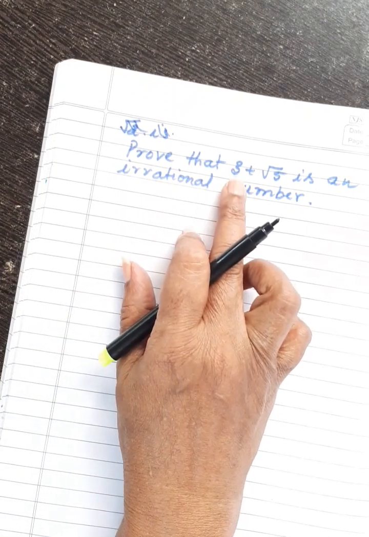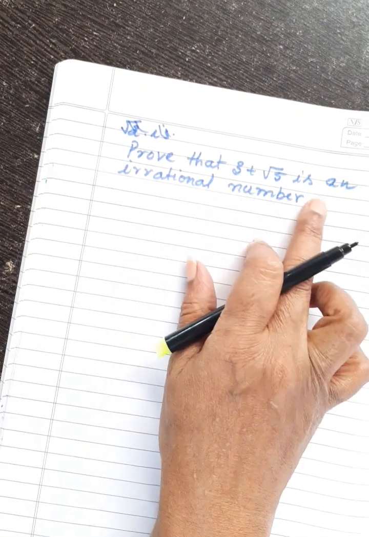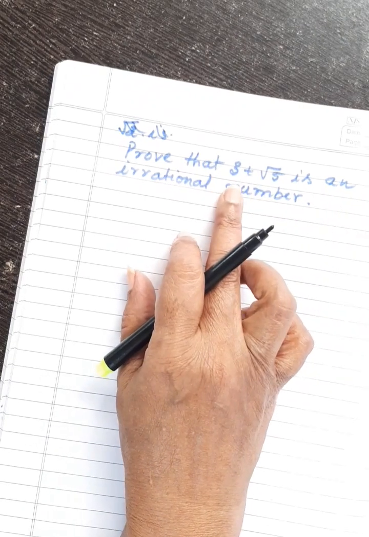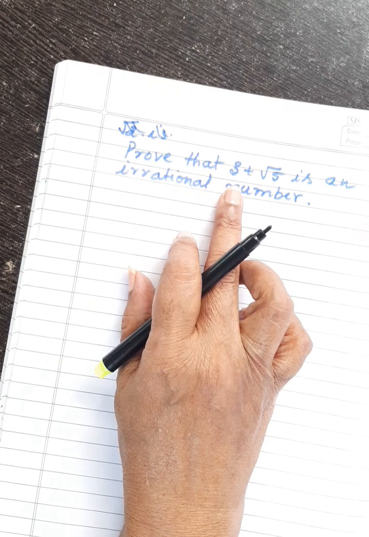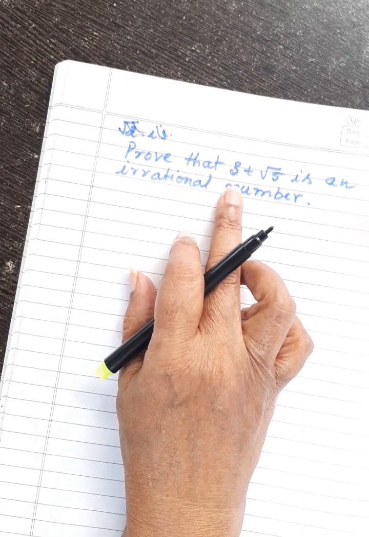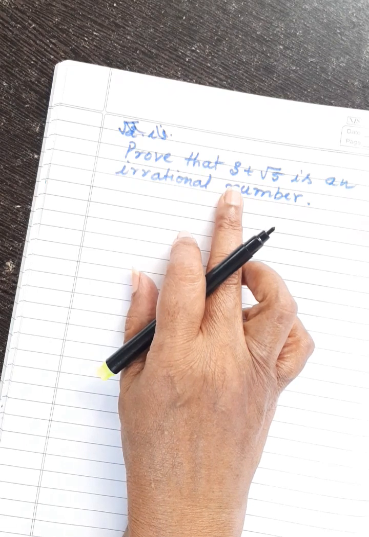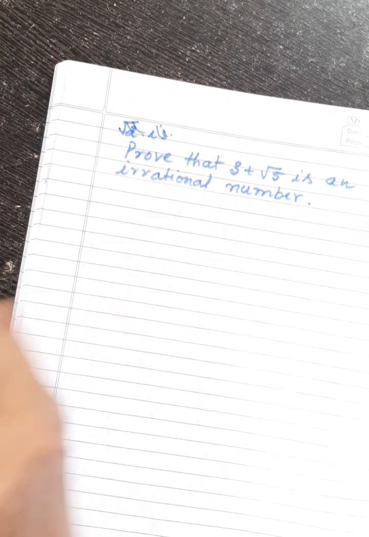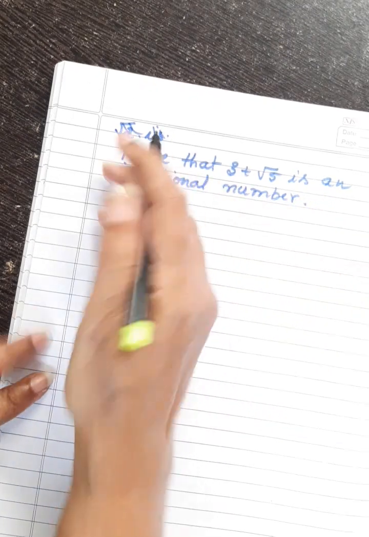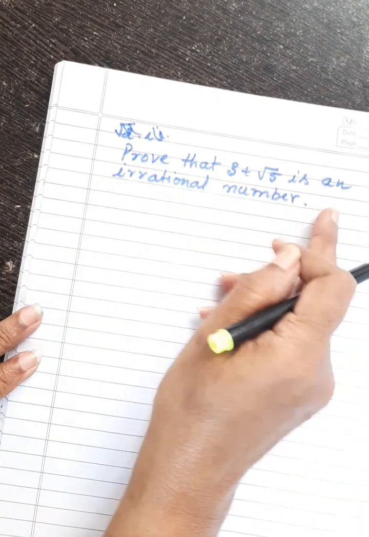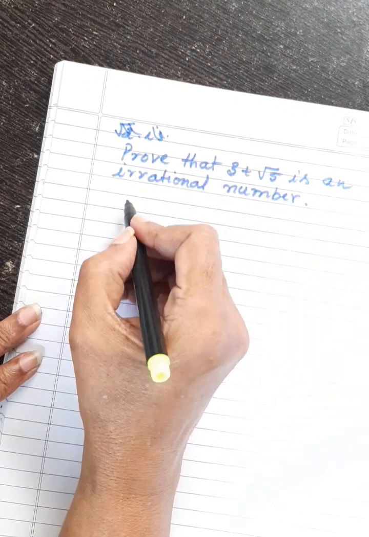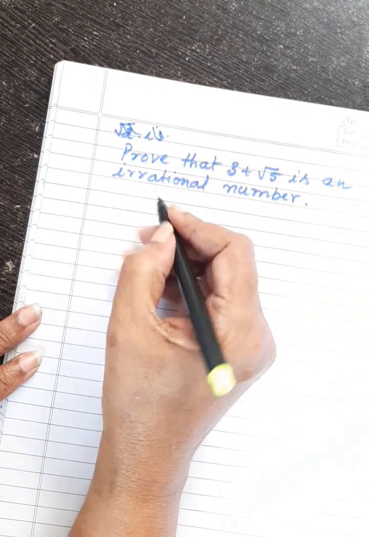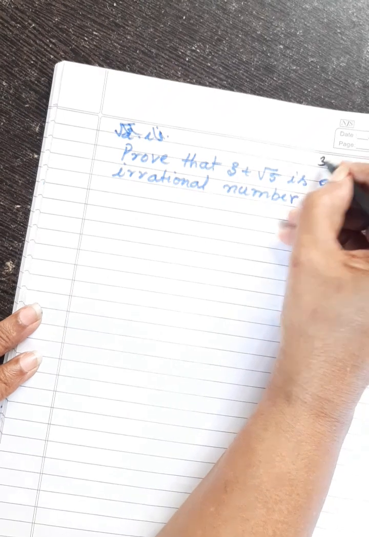Root 3 plus 5 is an irrational number. Now you have to prove 3 plus root 5 is an irrational number. So this is a 3 marks question. This is also, I will write here.